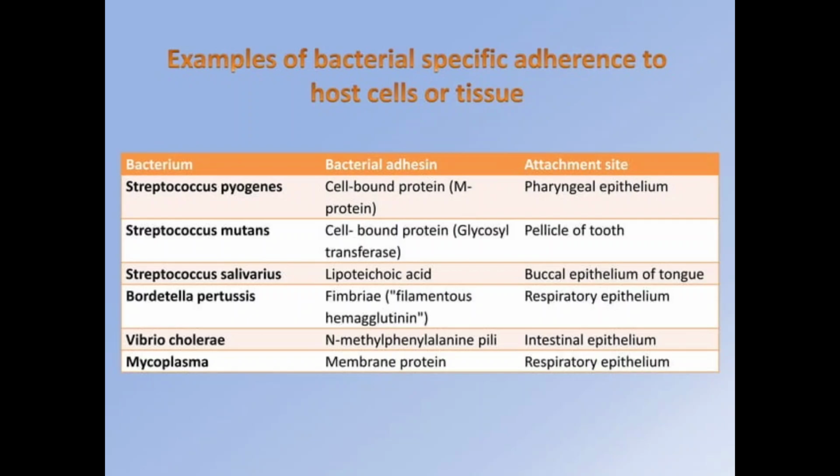Streptococcus pyogenes adheres through a cell-bound protein, which we call M protein. The pharyngeal epithelium is the attachment site. Streptococcus mutans has a cell-bound protein, glycosyltransferase; through the glycosyltransferase enzyme it attaches to the pellicle of the tooth. There are some other examples of bacterial specific adherence to host cells or tissues.